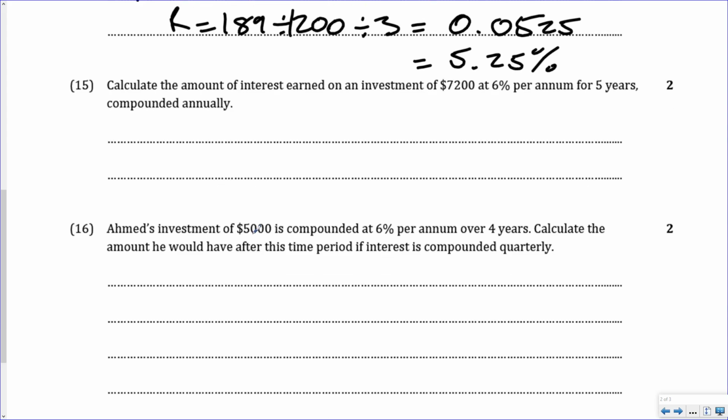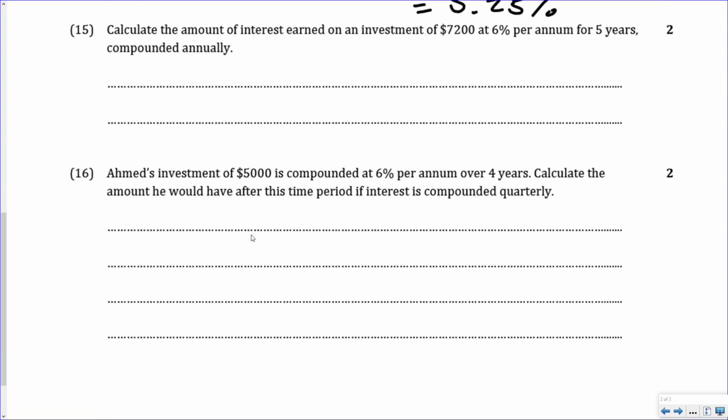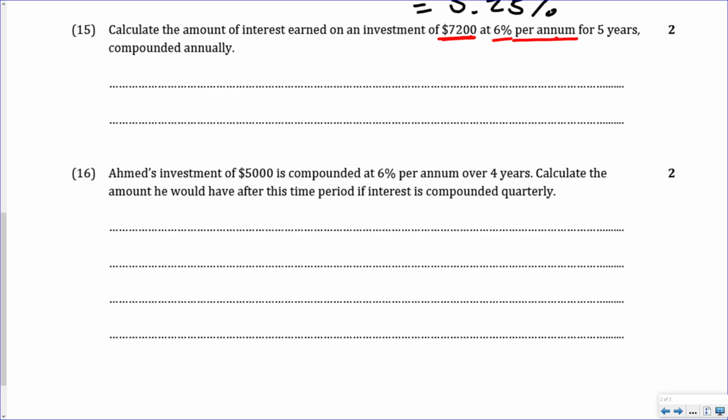Going into this next one, we want to calculate the amount of interest earned on an investment of $72,000. Again, this is just another interest question. So $72,000, 6% per annum, 5 years. But here are the 2 most important words in the question: compounded annually. Compounded means that we're using compound interest, and annually means that we need to use the number of years. I guess the other most important part is the amount of interest.